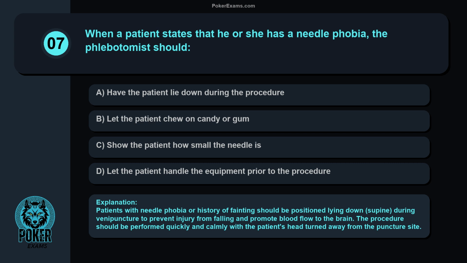Patients with needle phobia or history of fainting should be positioned lying down, supine, during venipuncture to prevent injury from falling and promote blood flow to the brain. The procedure should be performed quickly and calmly with the patient's head turned away from the puncture site.